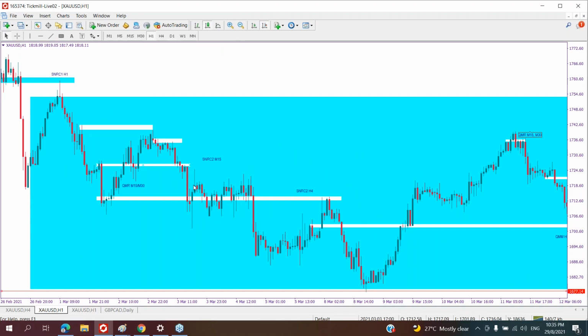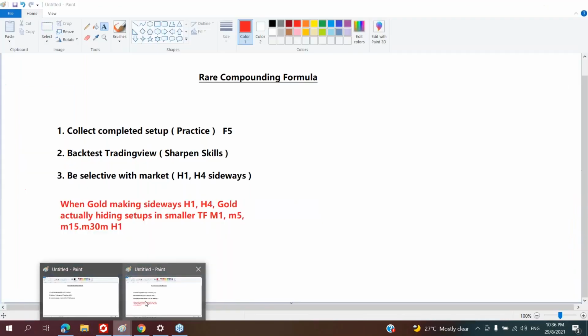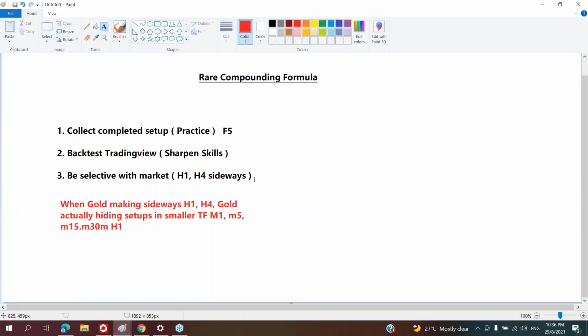Okay, any question? Do you use an ECN account during compound? Yes, not only compound. I use ECN all the time. On what time frame do we do our entry? Like I said earlier, I suggest H4 or H1 sideways. So if there are any setups in M15, M30, just go with it.